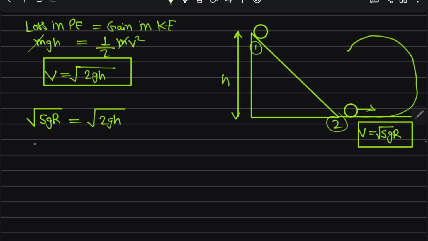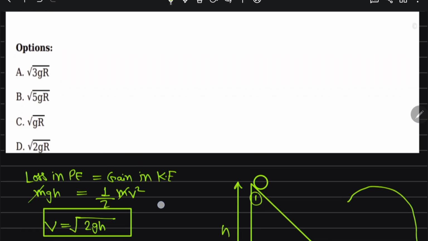Squaring on both sides, the squares cancel. So that is 5gr equal to 2gh. The g's cancel, so h comes out to be 5r by 2, in terms of diameter.